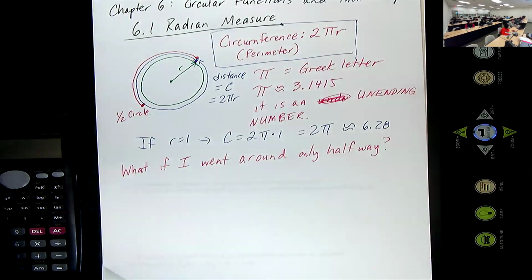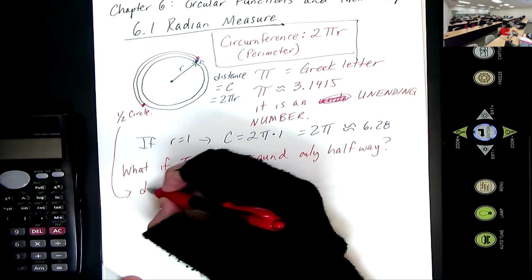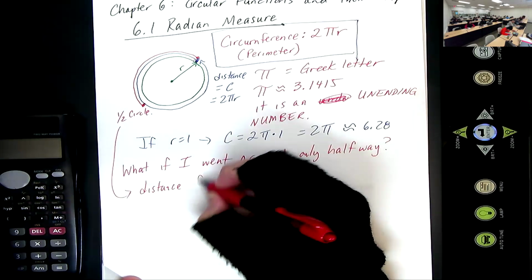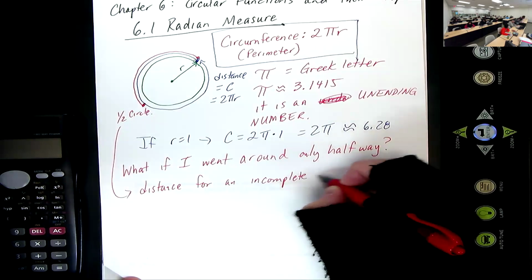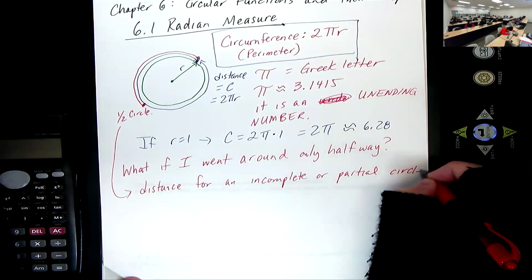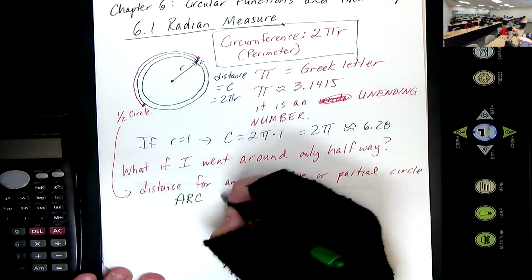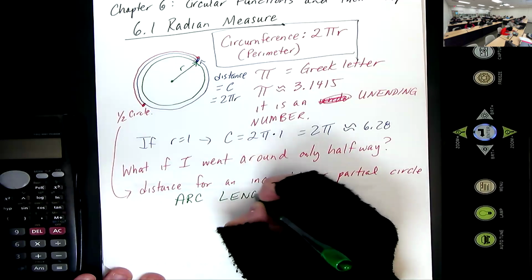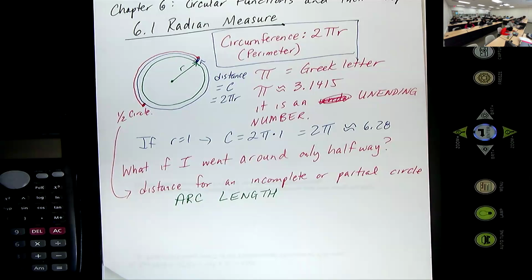At this point, it's not called circumference. At this point, this is called like the distance for an incomplete circle, or partial circle. We call that arc length. With a C, not a K. K is the one that carries animals. Meant for floods. The boat ark.